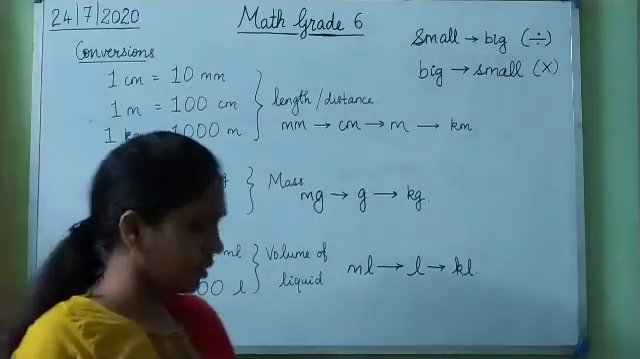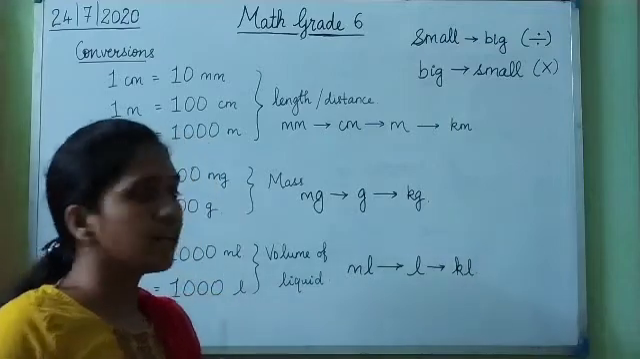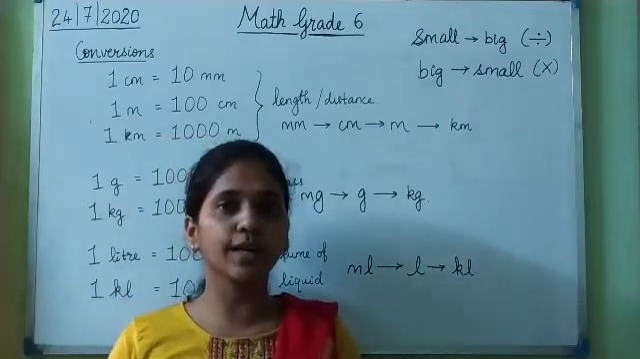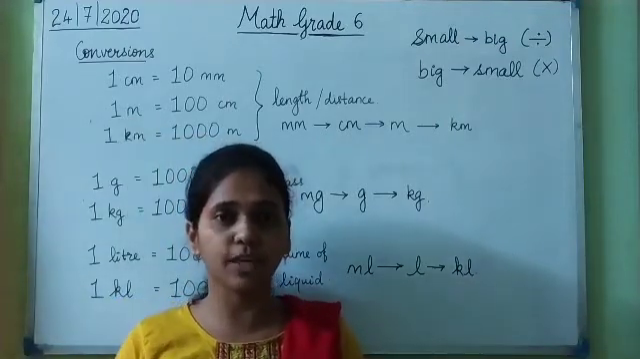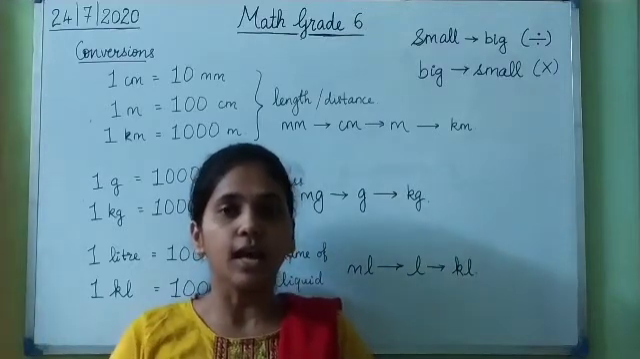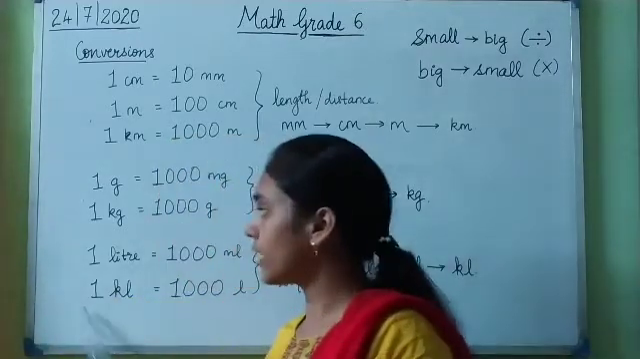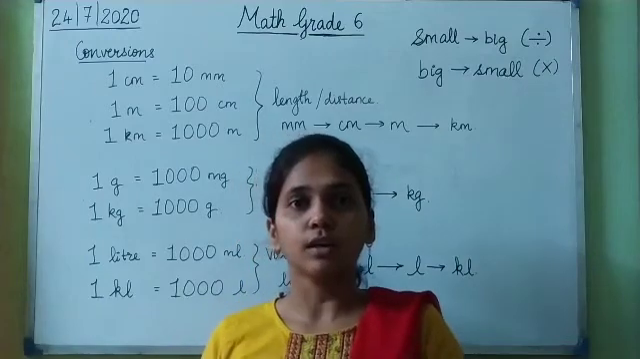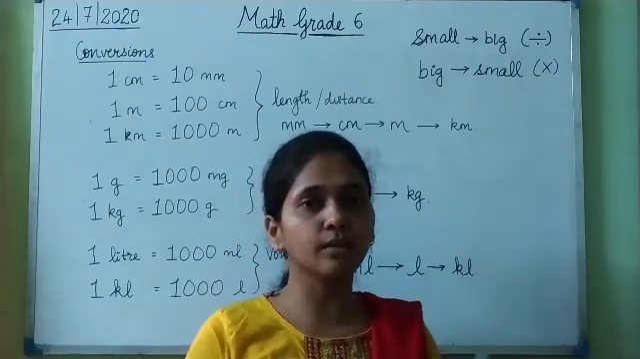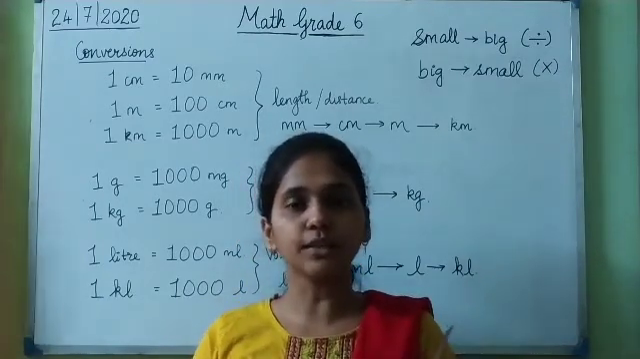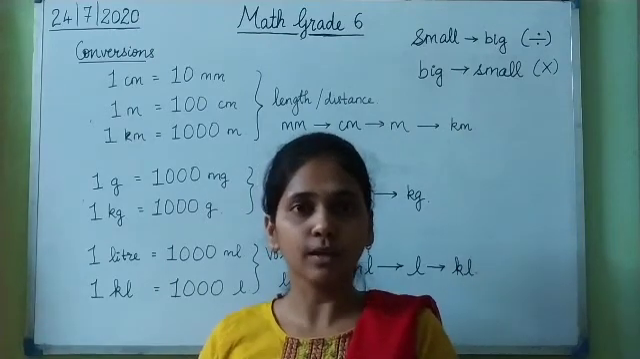So this was it for today's class. What did we study? How to divide decimal numbers by powers of 10, that is by 10, 100 and 1000. And then we saw what conversions are, how to convert values given in one unit to some other unit.